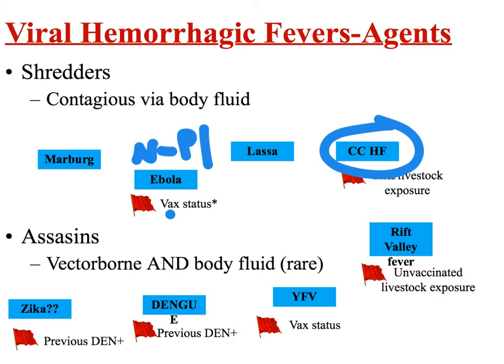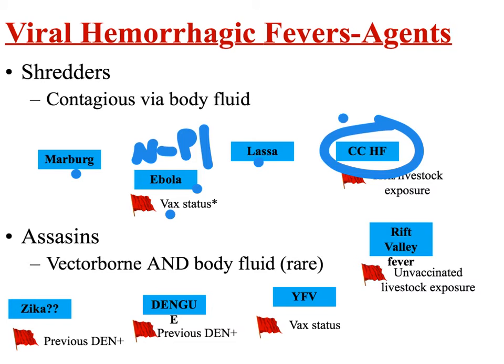So this would be a good moment to mention, by the way, that all 4 of these are zoonotic illnesses. Marburg and Ebola have a natural host of bats, but you also find them in non-human primates. Lassa fever has a natural host of rodents, and CCHF is a natural host of livestock. All right, so those are our shredders.